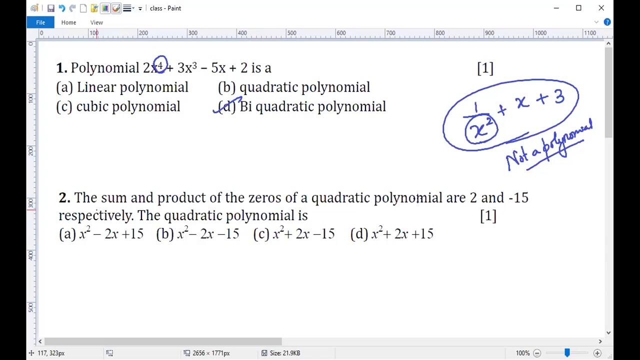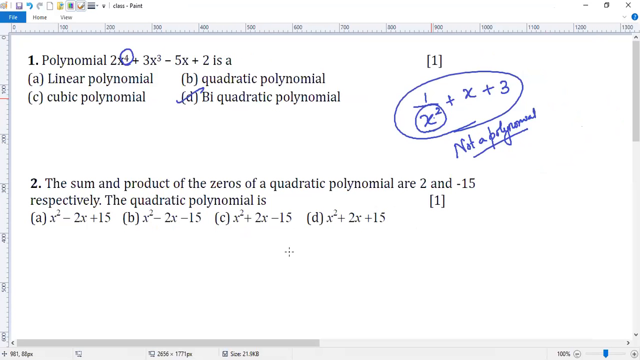Sum and product of zeros of a quadratic polynomial are given as 2 and minus 15. So now what is it that you have to find? Which is the quadratic polynomial. So what is the answer for this one? C, ma'am. Option C. See, sum of zeros, what is it? Alpha plus beta is given as 2. And product of zeros, what is it? Alpha beta is given as minus 15.